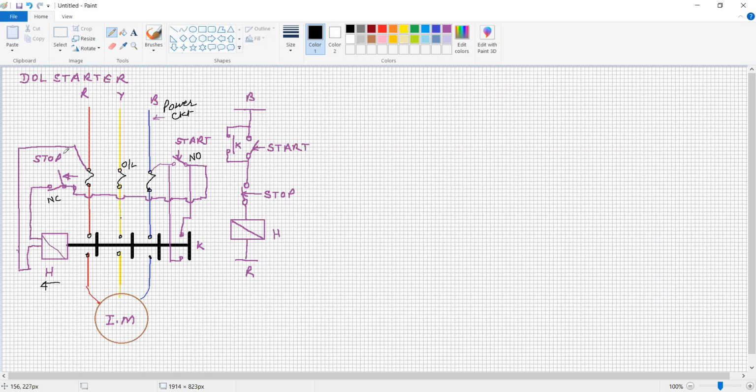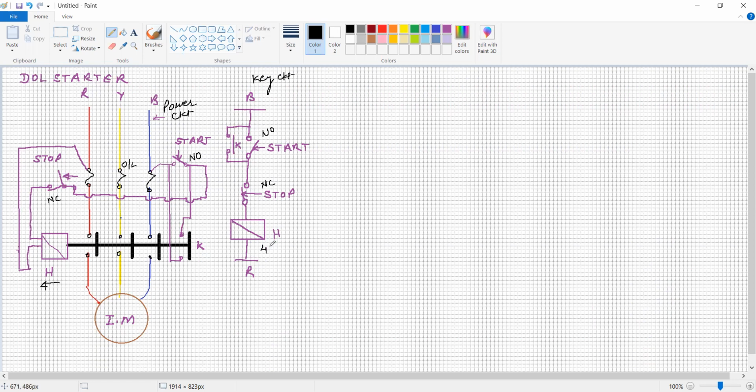Now this control circuit is called the key diagram of the control circuit. It starts from B. There is a start button, and in parallel with the start button there is the auxiliary contactor. Then the stop button is in series. It is normally closed and the start is normally open. And the holding coil is connected between B and Y.